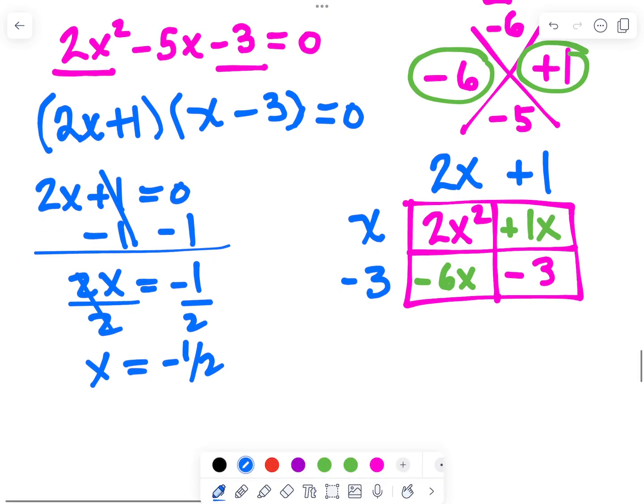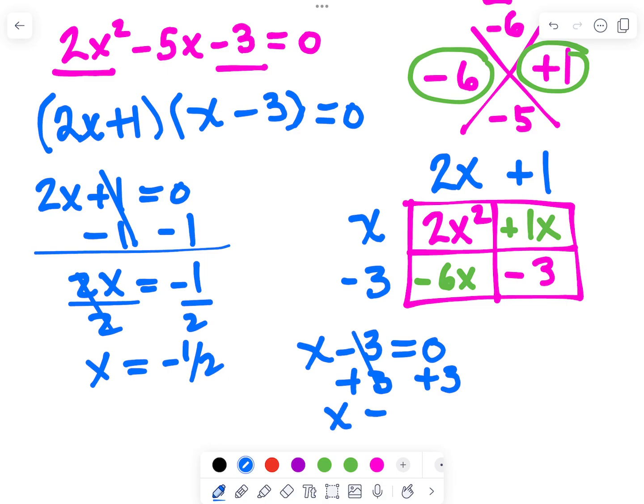The second root, set the factor equal to 0, and then solve for x. Then we get 3. So our two answers are -1/2 and +3.